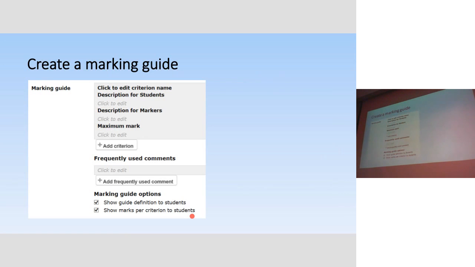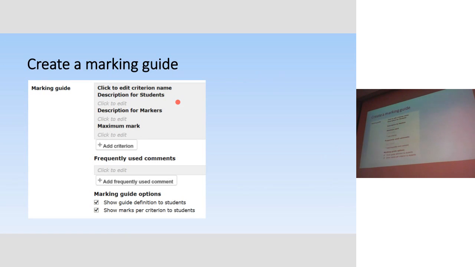And here you can click edit criteria name, and here's a description for students. Now, when it's for students, you write something the student will see. So explain clearly what you are grading on, what the criteria is like. Description for markers, the student will not see. Like if you have multiple markers, you want to have the same standard, something for other markers to look at while they're grading. And maximum mark, like 10, you will be grading out of 10. Okay, you can add criteria.